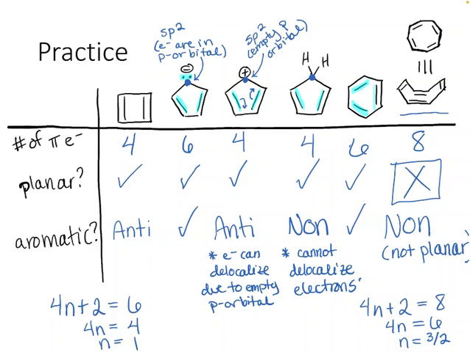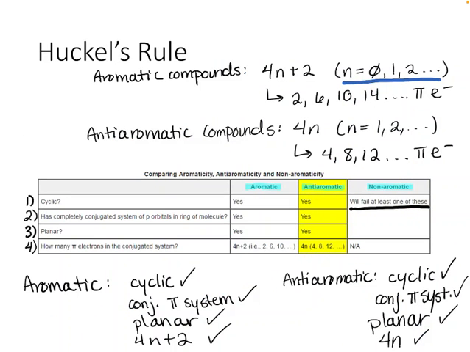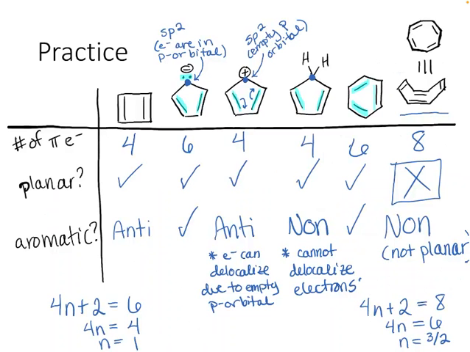Okay, so if we go back to our table, it is cyclic. It does have a conjugated pi system, but it is not planar, so it fails one of those 3 parameters at the top of our table. So it is non-aromatic.